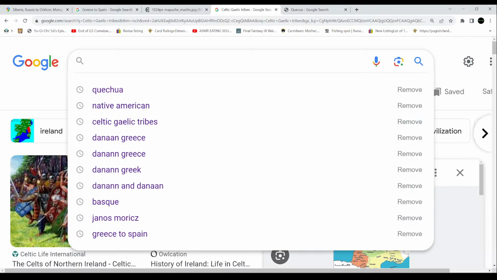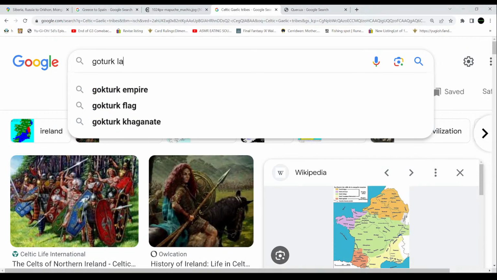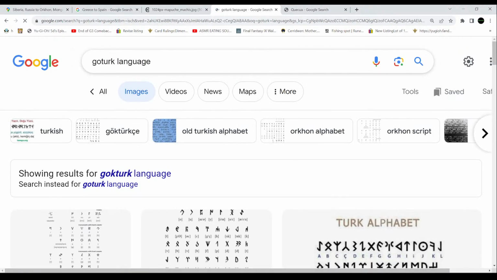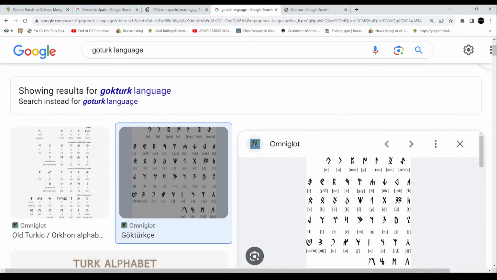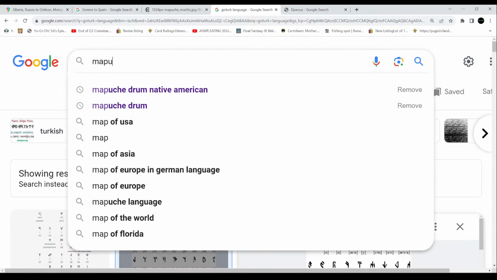Okay, let me check. So we did the drum. We saw the similarities between the Norse, the Mongolian, and the Native American drum, or at least for some of the tribes. Okay, so what else was I gonna do? I think I already showed you the letters here for the Gokturk people.